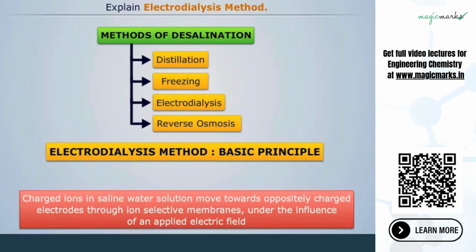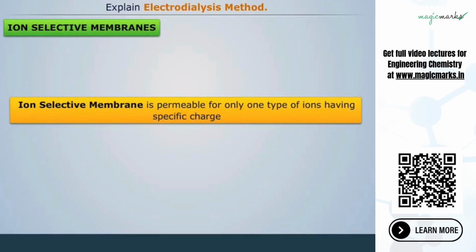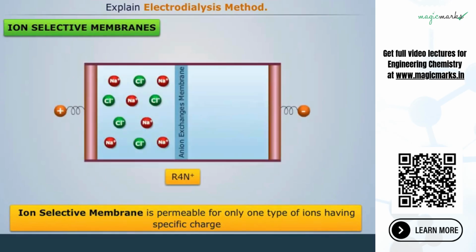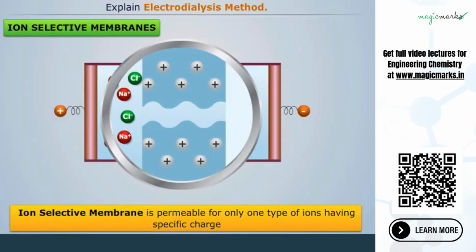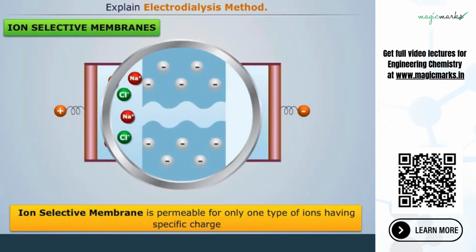Before we discuss how electrodialysis method works, let's first briefly understand the concept of ion selective membranes. An ion selective membrane is permeable for only one type of ions having specific charge. Schematic diagram of an anion selective membrane is as shown. It has positively charged functional groups, which allows anions to pass through it, and does not let cations pass through it. Similarly, a cation selective membrane consists of negatively charged functional groups, which makes it permeable only to cations and checks the passage of anions through it.